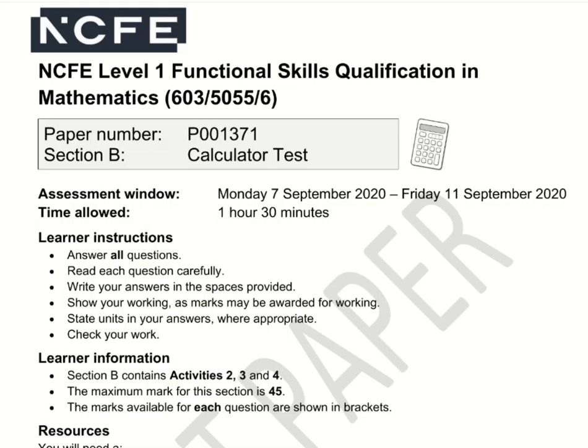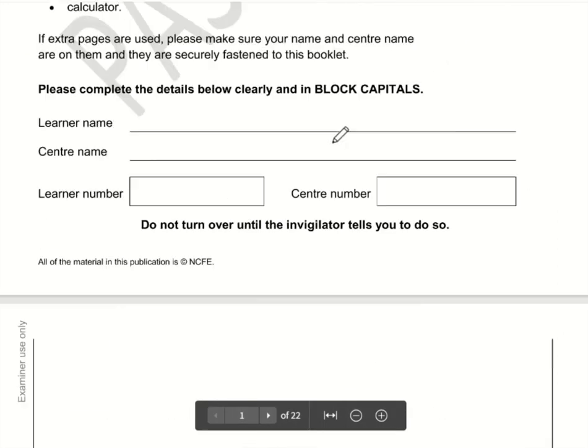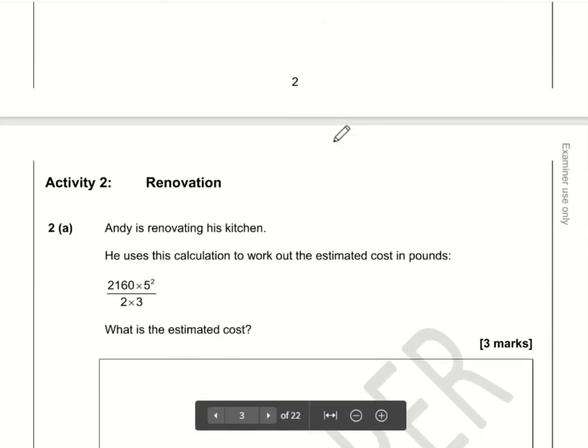Here are the video solutions for NCFE Functional Skills Maths Level 1. This is Section B, which is the calculator section, and this is September 2020. So let's take a look at question 2a.